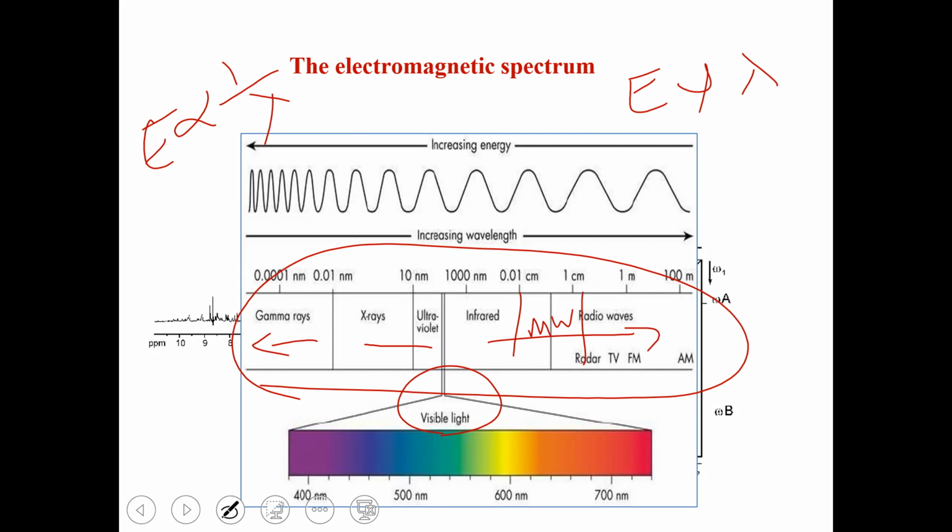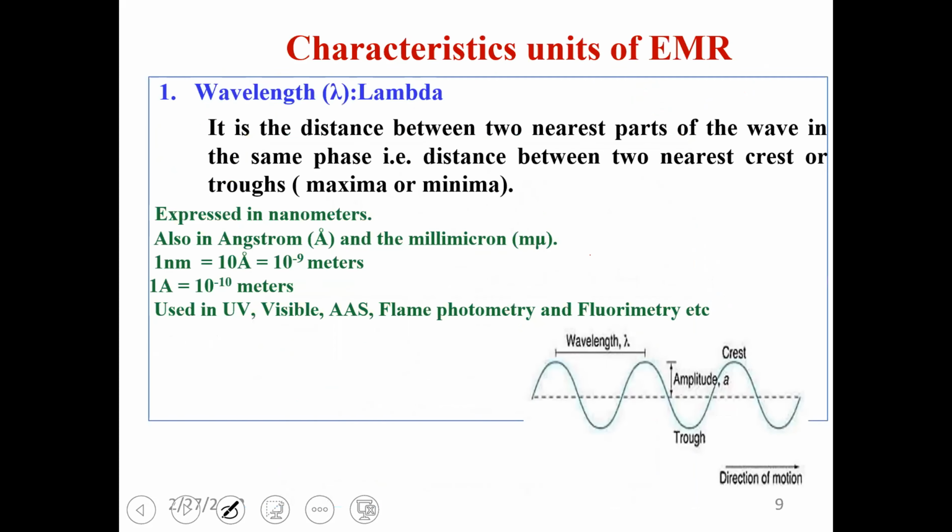From the visible light towards the left, there is an increase in the energy. The arrow is towards the left, and towards the right there is increasing wavelength, but both are inversely proportional, which means when energy is more, it absorbs at the shorter wavelength and vice versa. So this spectrum you should be able to recall properly so that you can answer correctly.